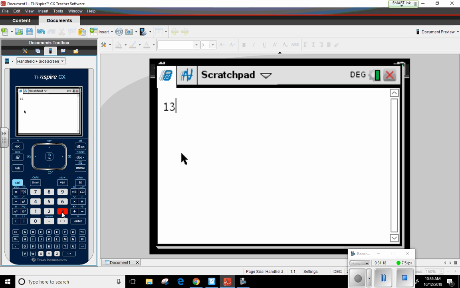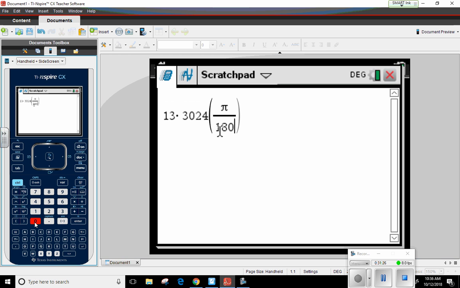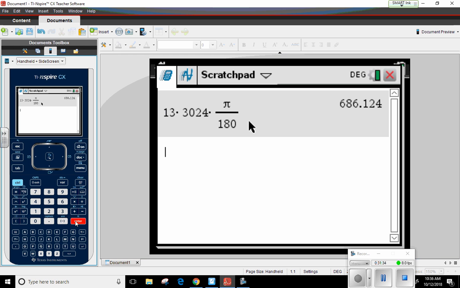So 13 times 3024 times pi over 180, because we need it in radians. So how far is this guy going to travel? About 686 feet for an entire ride, if he's 13 feet away from the center. So that takes care of part A. That's pretty easy. But now, what's it asking in part B?